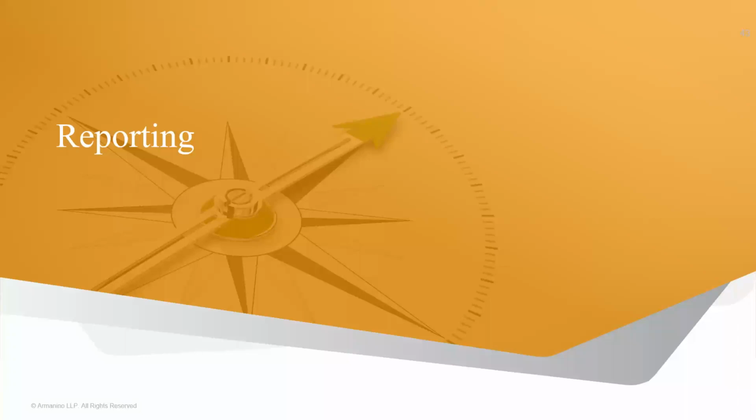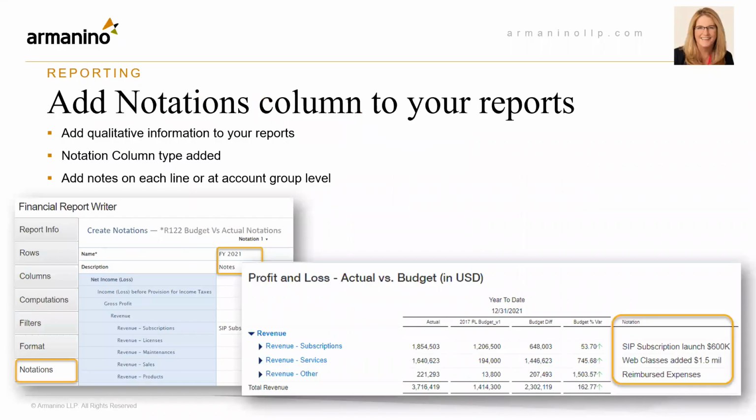And reporting. Okay. So for those of you who have for years had to export your reports to Excel so that you could add notes to them, Intacct has added a notations column to your report. You can add qualitative information to your reports. The notation column type is added, and you add notes at each line or at the account group level. Let's go look at that.